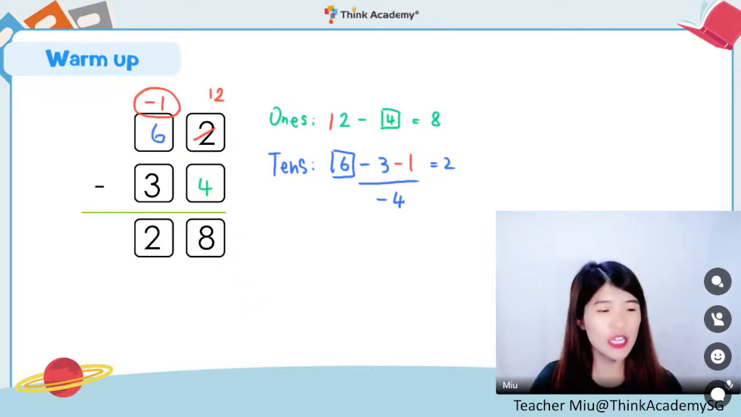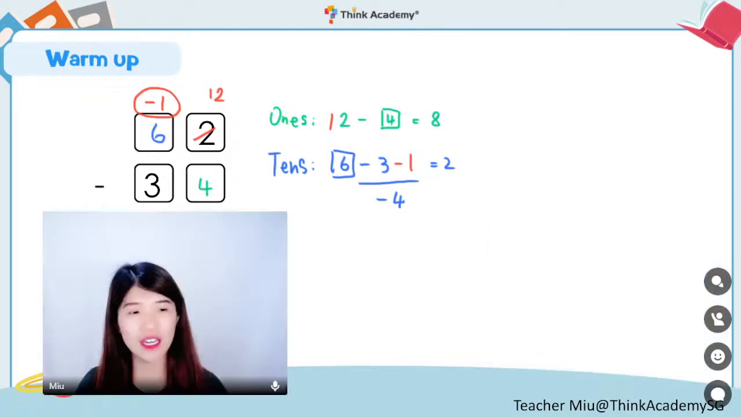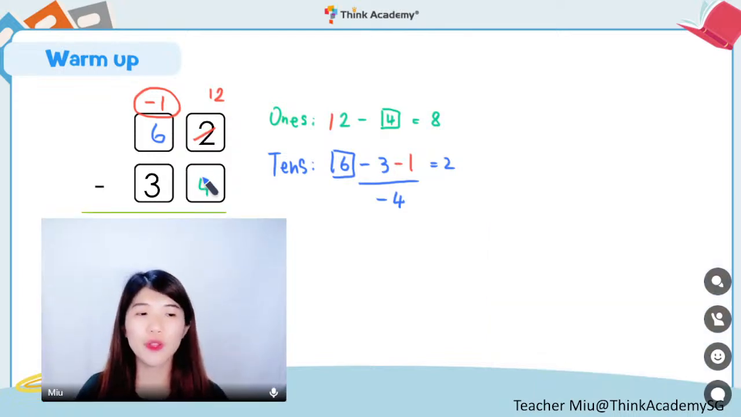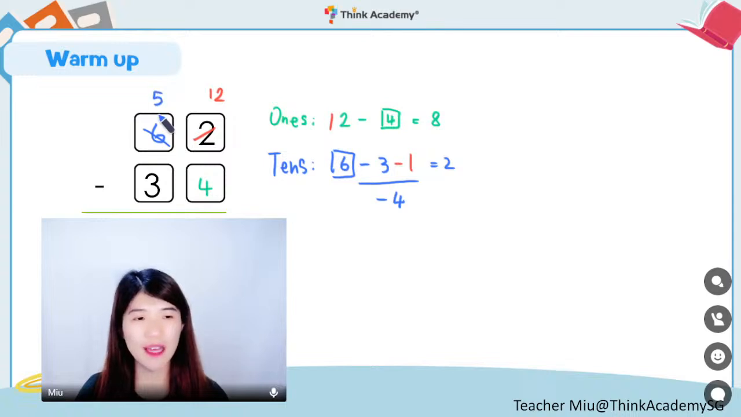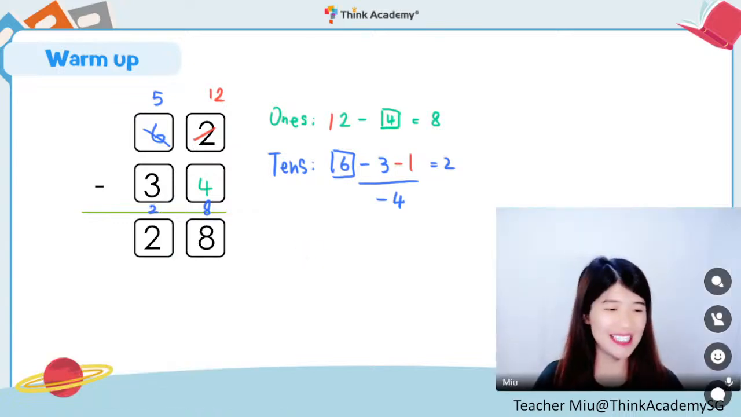Alright, don't forget to check. Now Mio is going to check it out for you, alright? Like 2 minus 4, not possible. So I borrow 1 ten from the tens place to make it a 12, and this one is no longer a 6 but a 5. 12 minus 4, that gives me 8. And 5 minus 3, that gives me 2. So 28. Are we having a 28 now? Yes, that's what we are having.